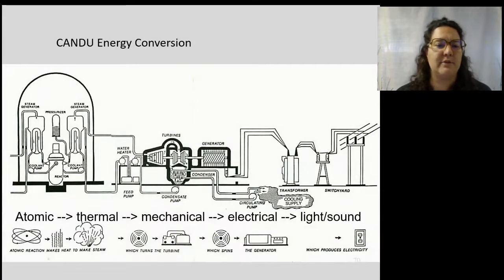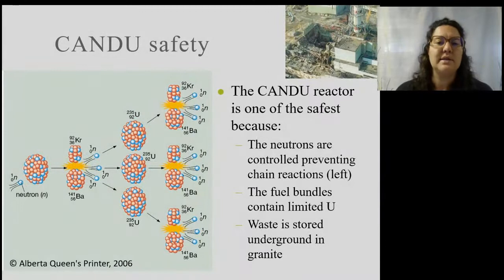So again, in the CANDU reactor, we have an atomic reaction that makes heat to make steam, which turns a turbine, which spins the generator, which produces electricity. So similar to a coal-fired power plant, but just a different source of energy. And the CANDU reactor is one of the safest because the neutrons are controlled, preventing chain reactions. So the fuel bundles contain limited amounts of uranium. And what we do with our nuclear waste is we store it deep underground in the granite of the Canadian Shield. So this is our current plan, is to just bury the nuclear waste.